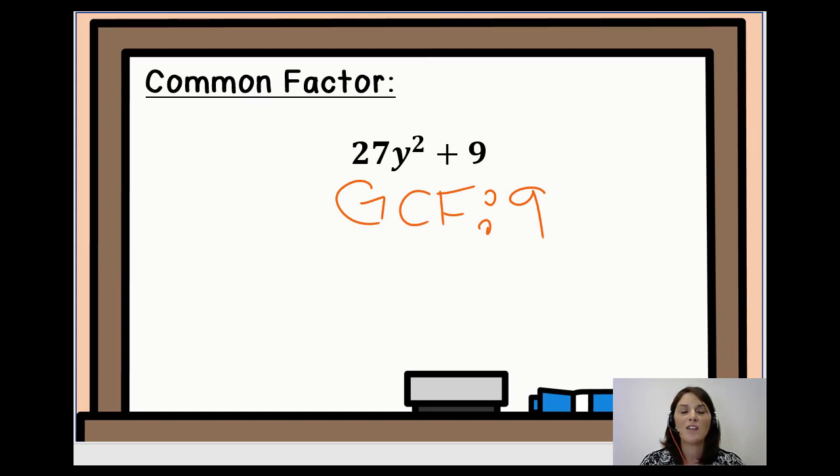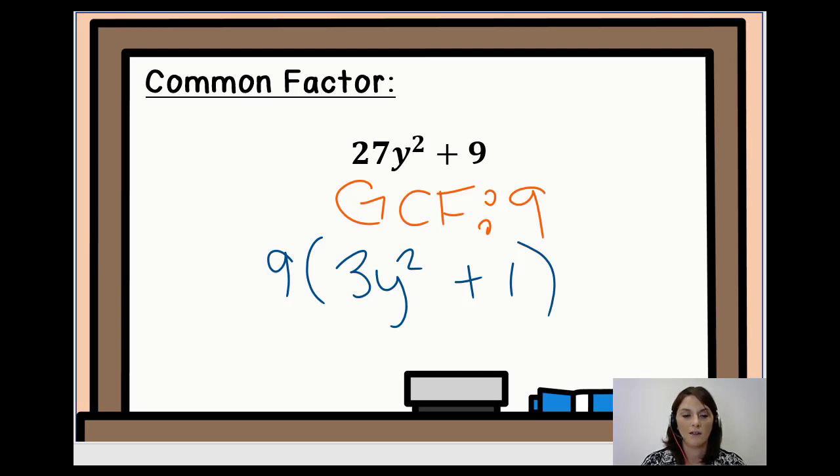So again, we're going to write the 9 in front of our bracket, and then the result of dividing by 9 for each term is going to go inside the brackets. So we're going to write that as 9 times (3y squared plus 1). And again, I can check by using the distributive property. So 9 times 3y squared is 27y squared. 9 times 1 is 9. Okay, another example.